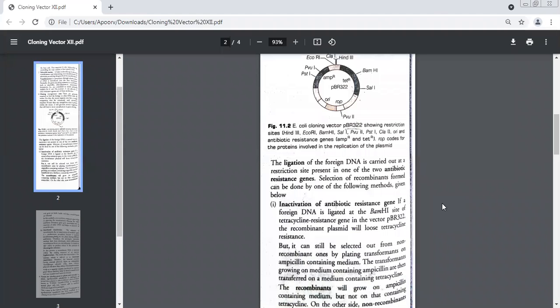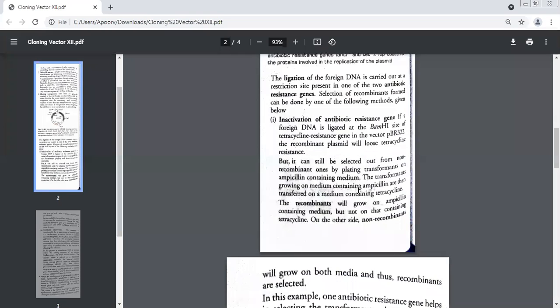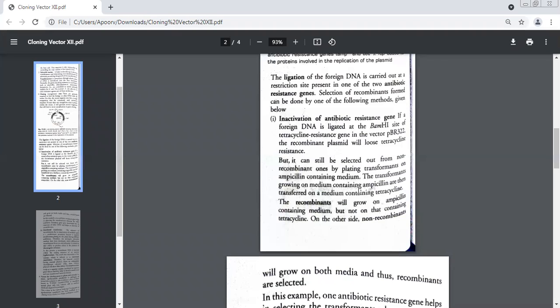One. So listen to this slide now. The ligation of the foreign DNA is carried out at a site present in one of the two antibiotic resistant genes. One of the two. It could be this or it could be this. First step is already done. One of the antibiotic resistant genes has become inactive.